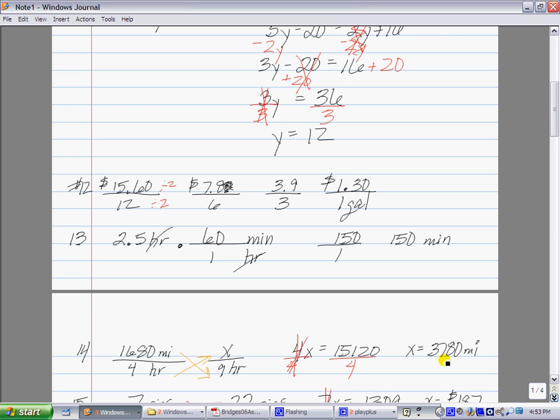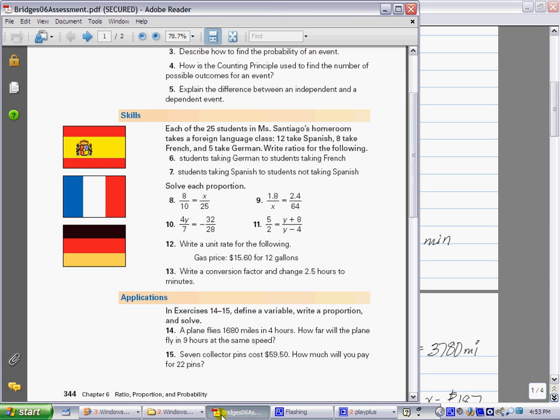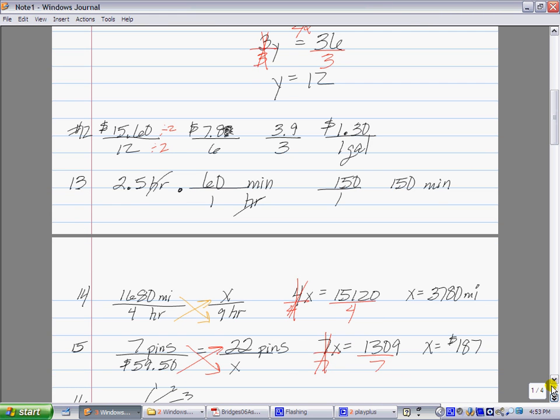My next problem says 7 collector pins cost $59.50. And they want to know how much we would pay for 22 pins. So again, we can use any variable, it doesn't matter. In this case, we're going to use x again. So if I can purchase 7 pins for $59.50, I will use a proportion and have 22 pins. Notice it's across from 7 pins, and the x is on the bottom, which I want to solve for.